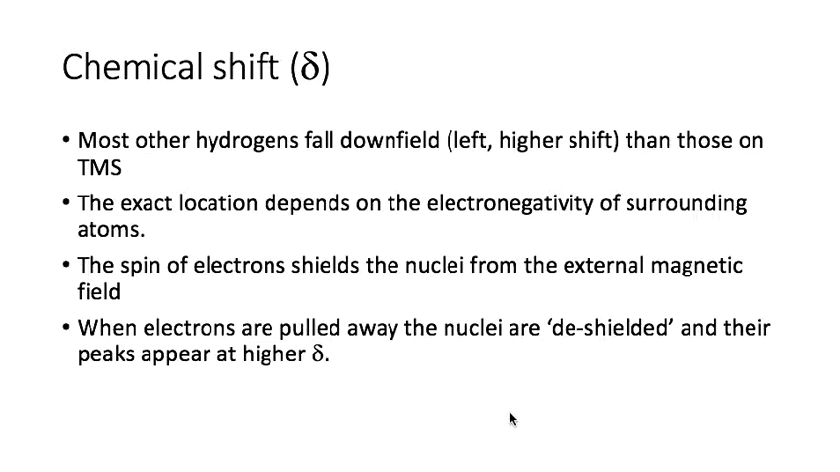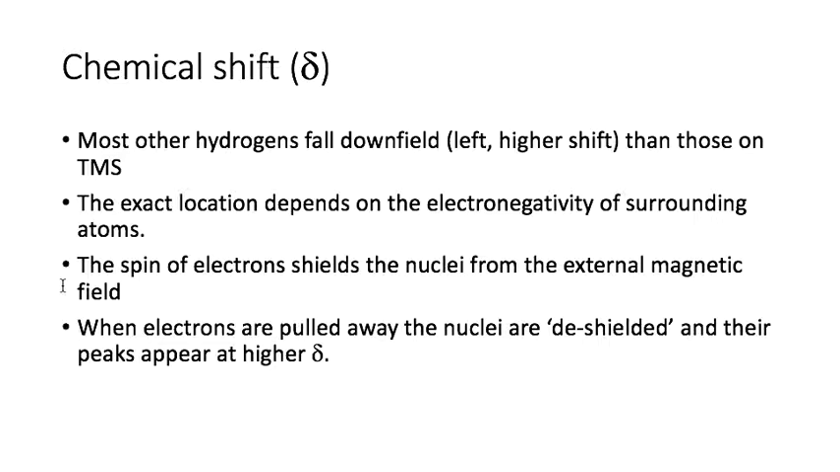So chemical shift, the units on this, most hydrogens, as I mentioned earlier, are going to fall further to the left in the spectrum, which is also called downfield, and it's a higher shift, more parts per million of a shift than the TMS. And again, that's because the silicon has such a low electronegativity.